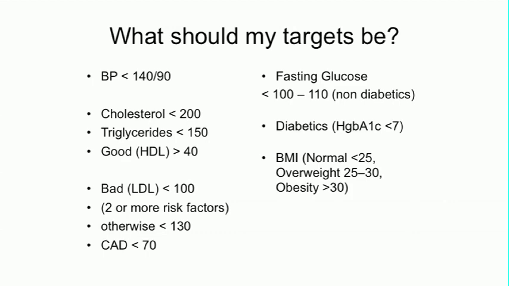You have a higher chance of becoming a diabetic in the next few years. If you already have diabetes, then you know that your hemoglobin A1C needs to be less than 7. Now, body mass index. Normal is 25.